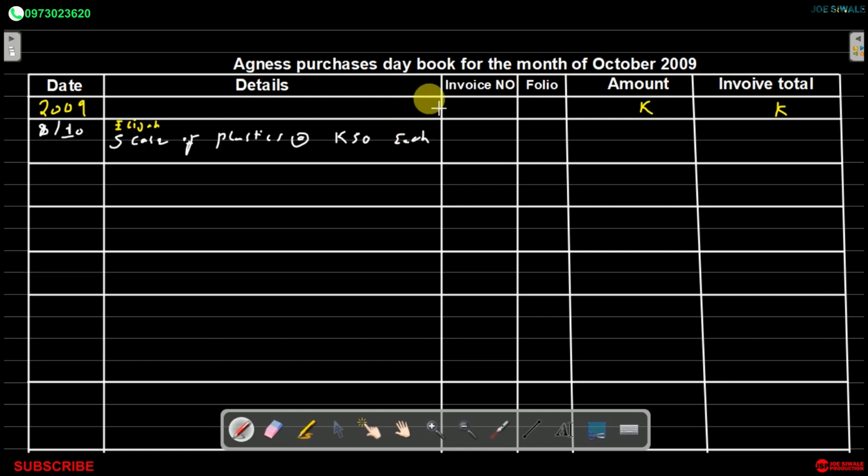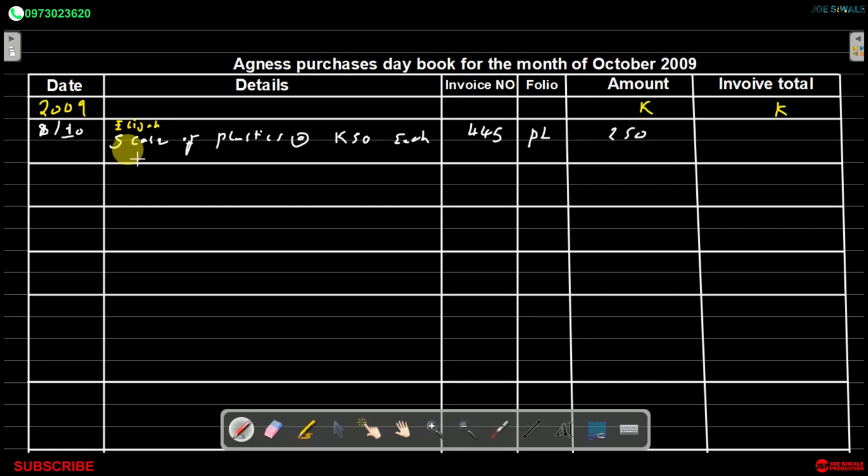And we know that the invoice number there is 445. Then in our folio there, we're going to say PL, and to find our amount, we're going to say 5 cases multiplied by 50 kwacha. So 5 multiplied by 50, we're going to have 250, and we know that there is a trade discount of 5%.